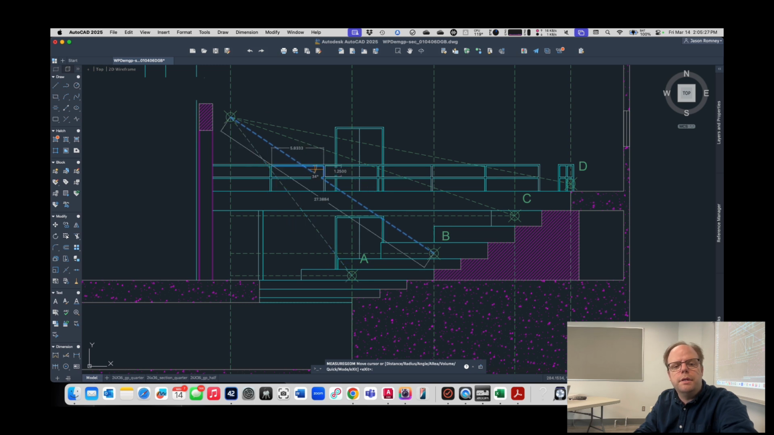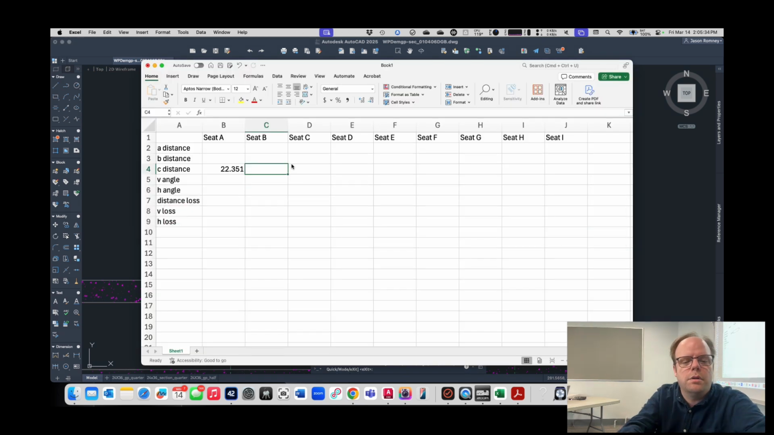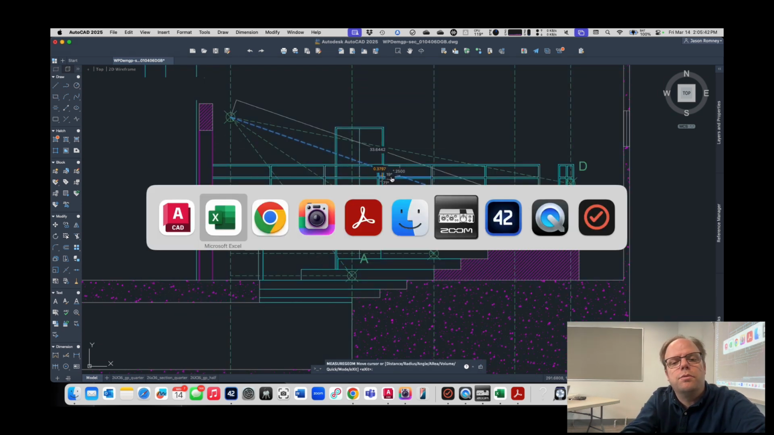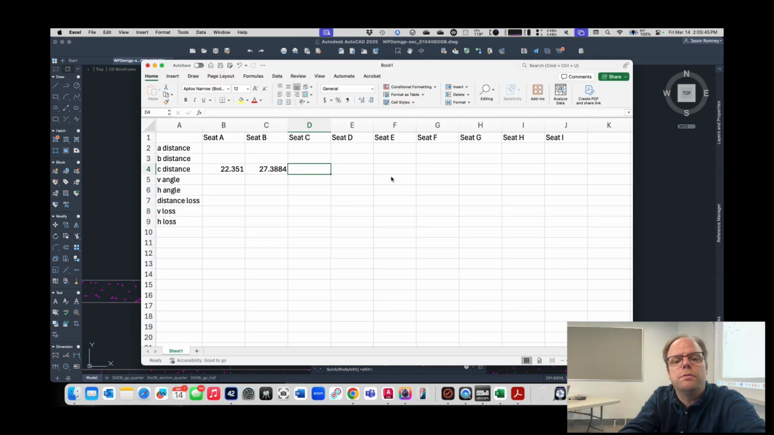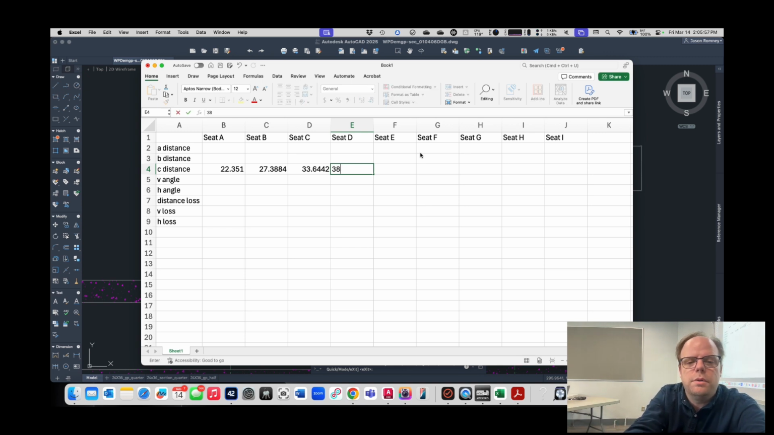And to seat B is 27.3884. To seat C is 33.6442. The seat D is 38.7703.